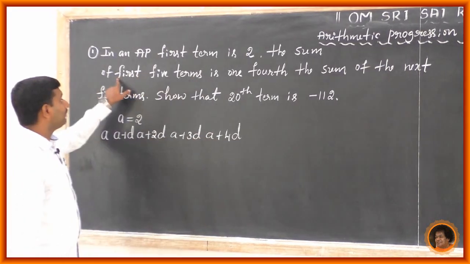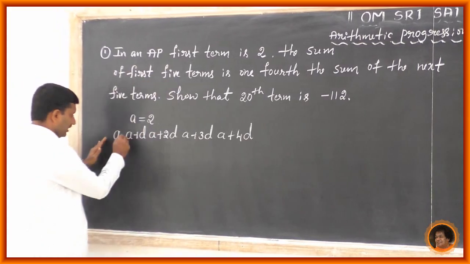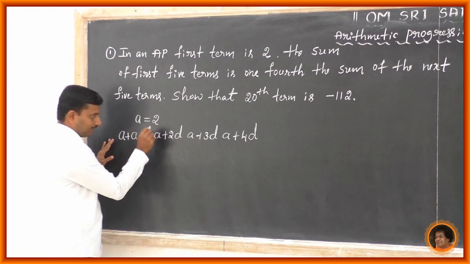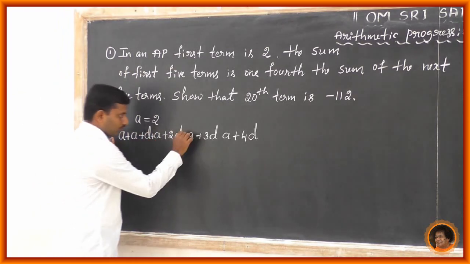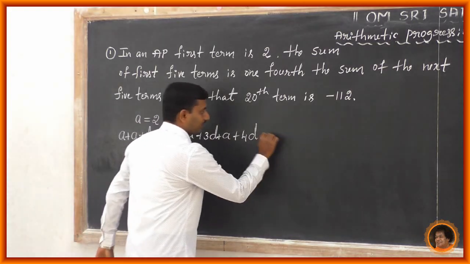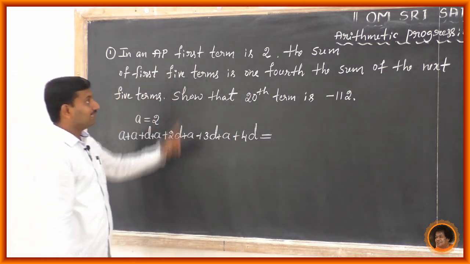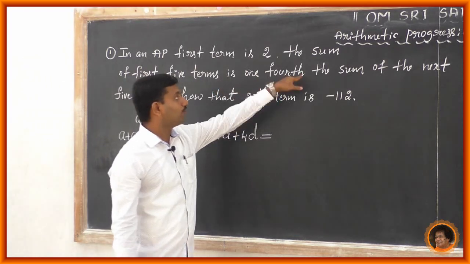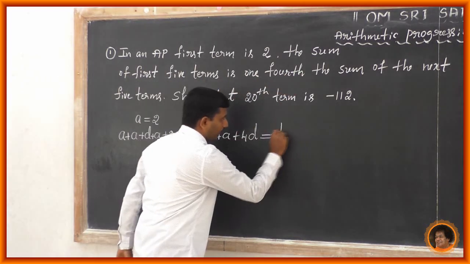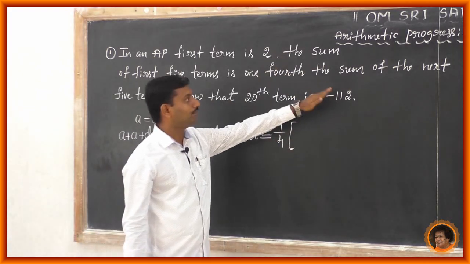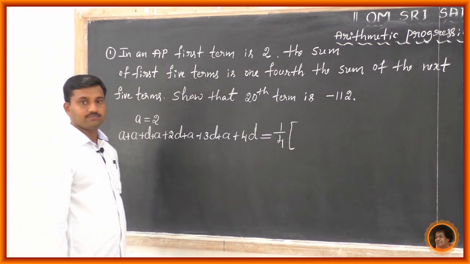Now the sum of the first 5 terms: a plus a plus d plus a plus 2d plus a plus 3d plus a plus 4d equal to, so this is the first part. The sum of the first 5 terms is 1/4 into the sum of the next 5 terms.